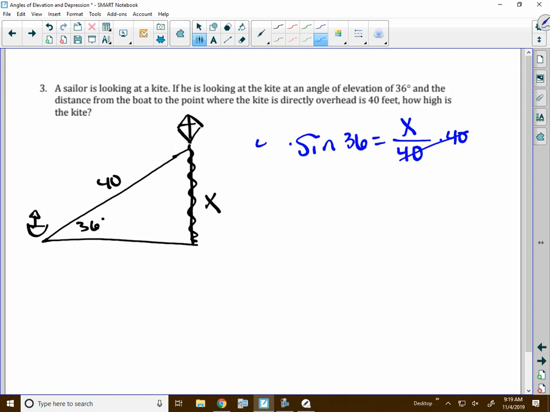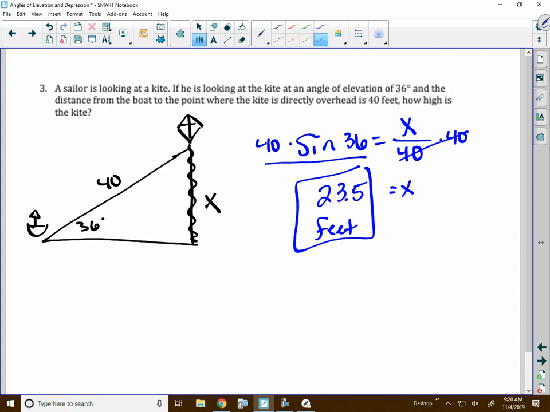Multiply by 40. Remember, you want to get x by itself. If x is the angle, then you do your inverse. Okay, we're going to put 40 sine 36 right in our calculator. You should get 23.5. Make sure you label it properly. Should be feet.